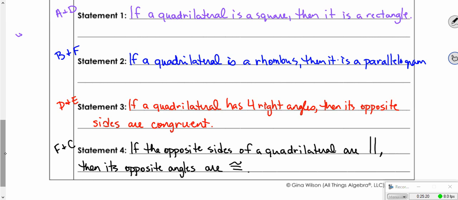Good. Any questions on law of detachment, law of syllogism? It's really quite straightforward. Okay, enough of this.